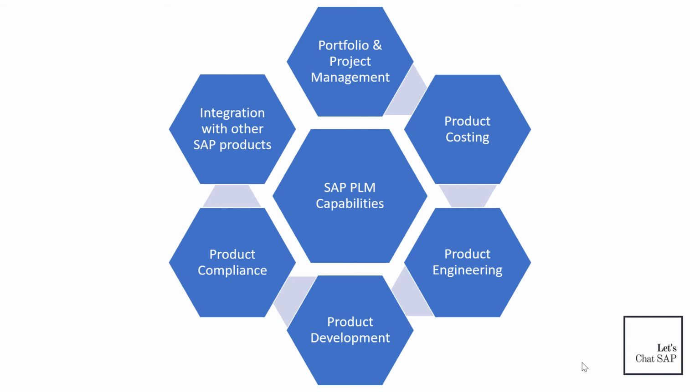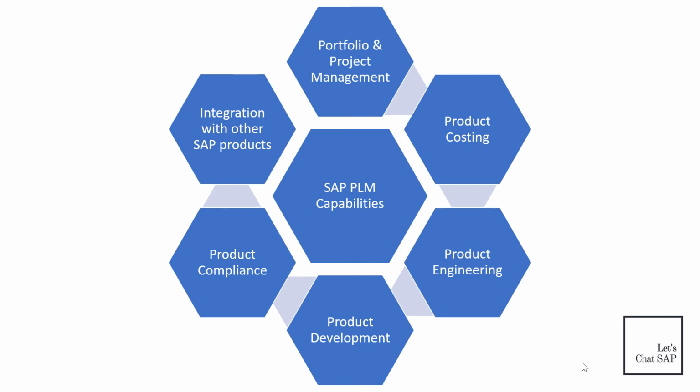Next one is product compliance. Depending on the type of products you manufacture and the type of industry or customers you serve, there might be a variety of regulations which your products must fulfill. PLM offers capabilities to centrally manage those product compliance regulations, registrations, classifications, labels, and documents.